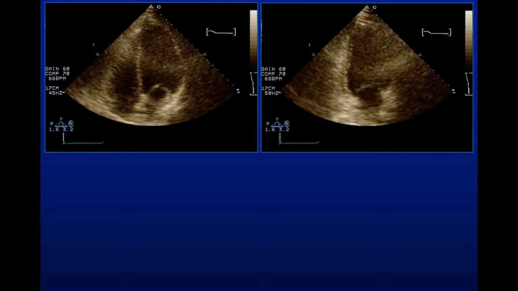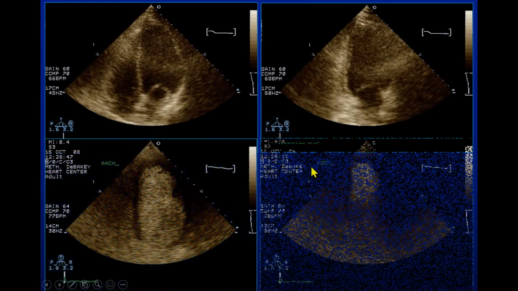Let's take a look at this and see. Hopefully these clips would work. They're not working. That's okay.